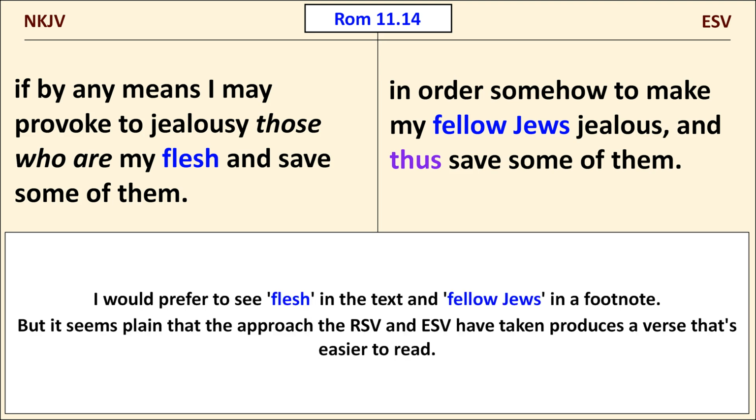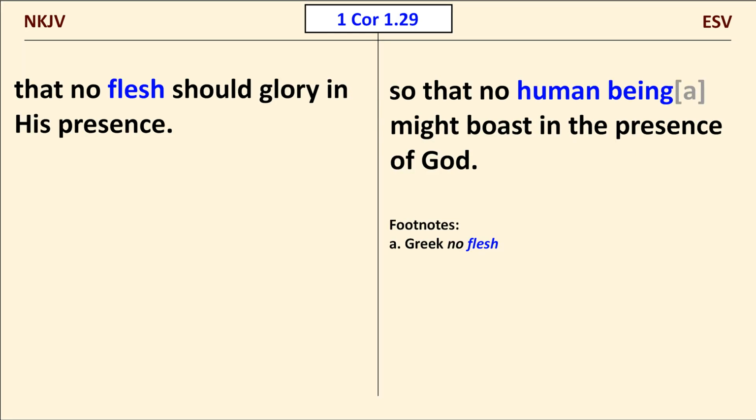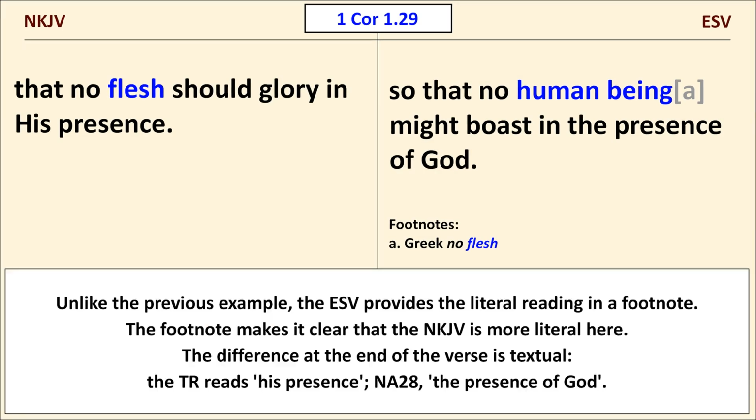Personally, I would prefer to see my flesh in the text and my fellow Jews in a footnote. But it seems plain that the approach the RSV and ESV have taken produces a verse that's easier to read. 1 Corinthians 1:29 is similar, where the choice is between the NKJV's flesh and the ESV's human being. Unlike the previous example, the ESV here provides the literal reading in a footnote. The footnote makes it clear that the NKJV is more literal.